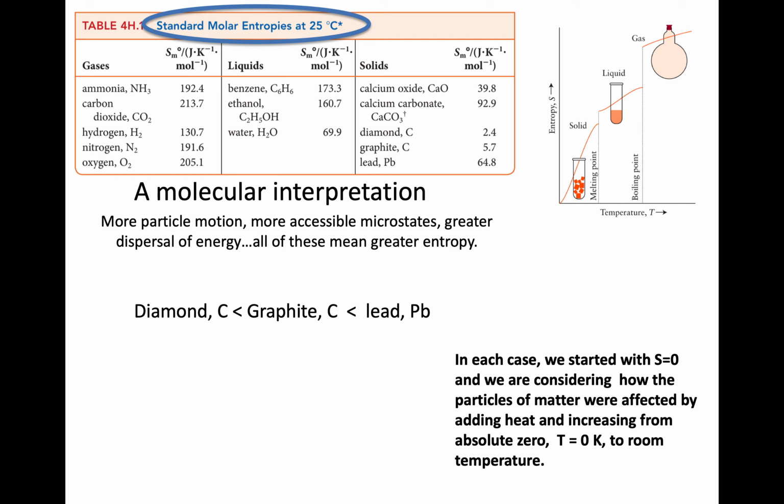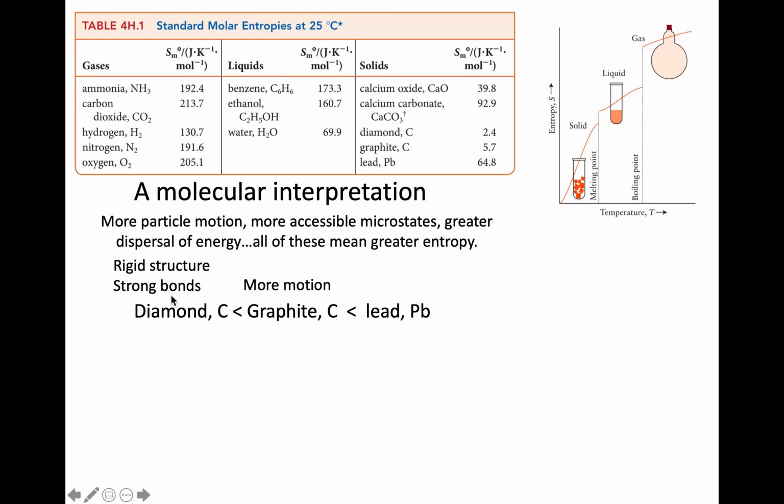And we're considering then how the particles of matter were affected as we added heat and we increased the temperature all the way from absolute 0 to this room temperature right now. That's what this entropy value is telling us. So as I'm thinking about this, all of these are going to be solid. So I've added heat, and in each case I was along this path here where I was interested in the heat capacity.